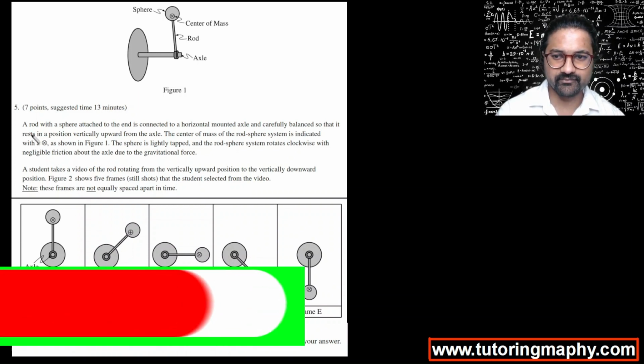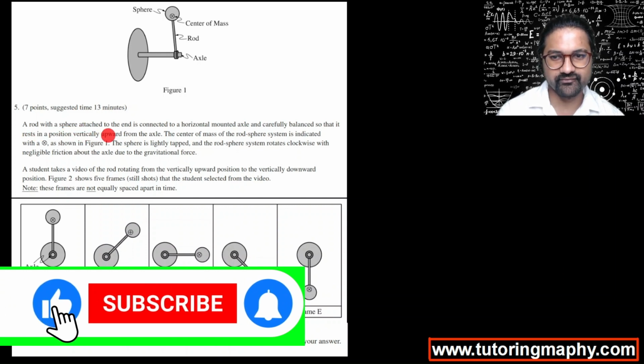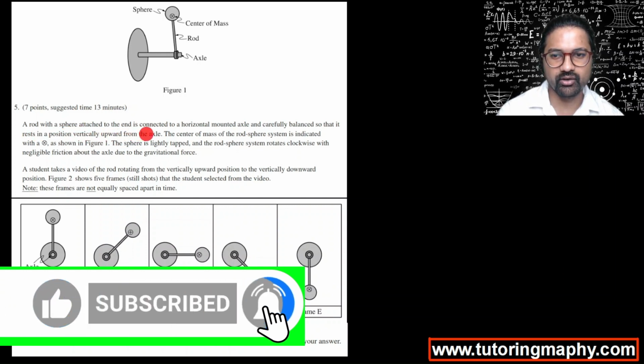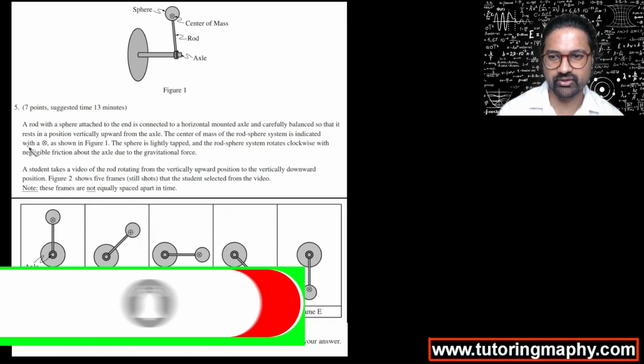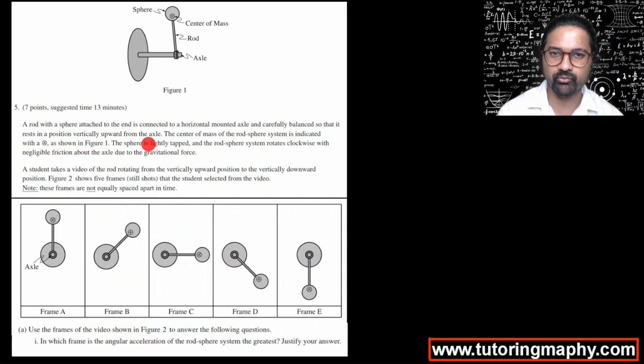This says that a rod with a sphere attached to one end of a horizontally mounted axle is carefully balanced so that it rests in a vertically upward position on the axle. So here we have the axle and there we have a rod. A sphere is massed on the top of it and it's carefully balanced so that it's just resting vertically like this. Now they are saying that the center of mass of the rod-sphere system is indicated with a cross. So this is the center of mass.